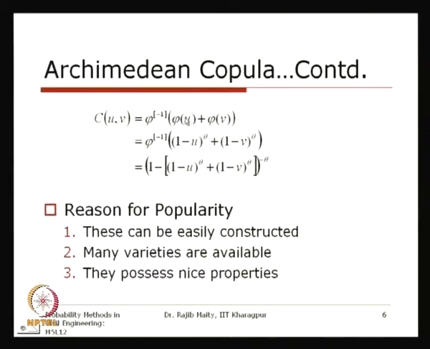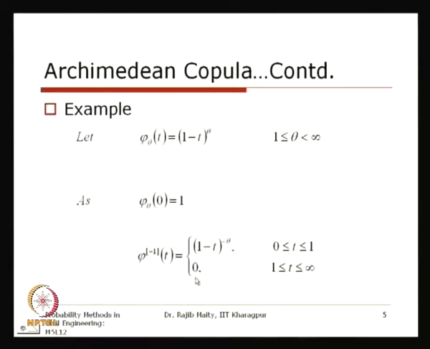Now we are just changing the attribute, that is phi u. So, it is 1 minus u power theta and 1 minus v power theta, and for this form we have to take its pseudo inverse. To take its pseudo inverse, we have to take 1 minus t power minus theta.